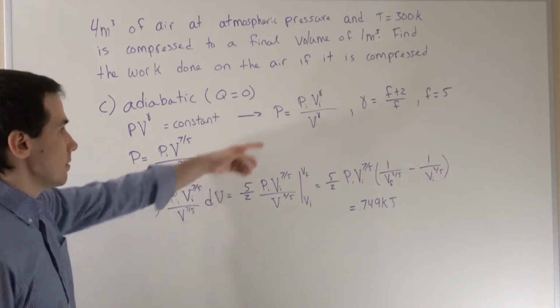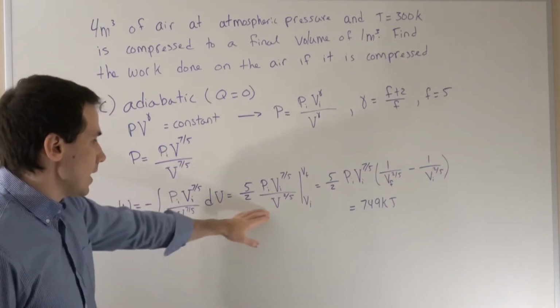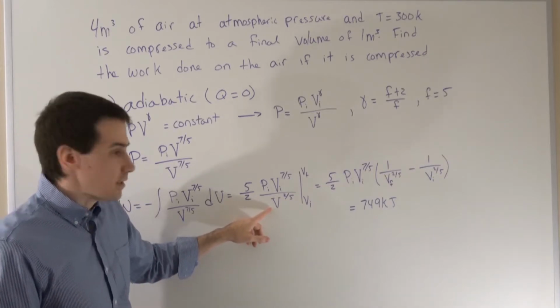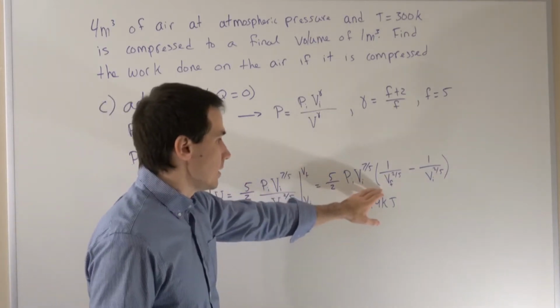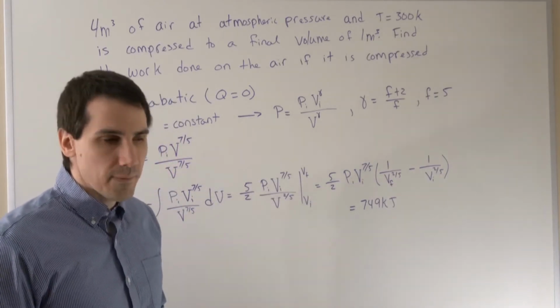And plugging in for gamma, it is 7/5 in this case. Okay, so carrying out this integral here, we end up with V to the 2/5 on the bottom, and plugging in numbers to this expression, we get 749 kilojoules.